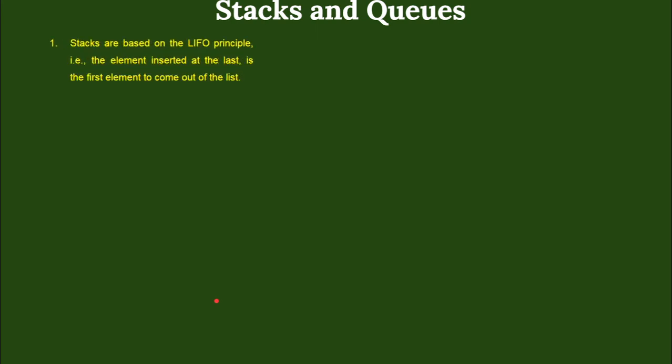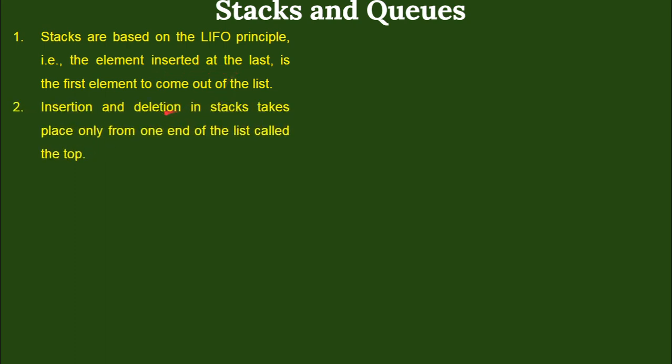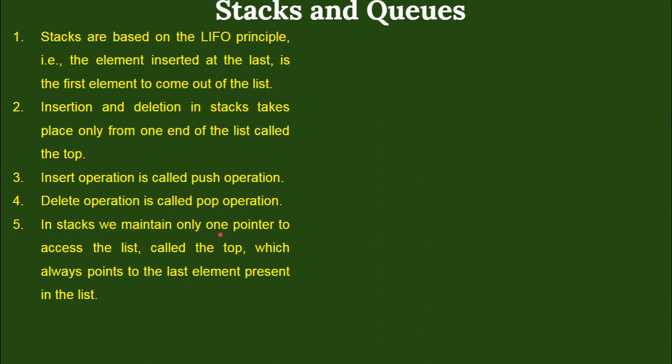Now let us see the difference between the stacks and the queues. As you have seen earlier in the previous slides, stack is based upon the last in first out principle, where the element inserted last is the first element to be removed. Insertion and deletion in stacks takes place only from one end, which is called the top. So top is the only pointer in stack operations. Insert operation is called the push operation and deletion operation is called the pop operation. And here in stacks we maintain only one pointer, which is called the top of the stack, which always points to the last element present in the list.